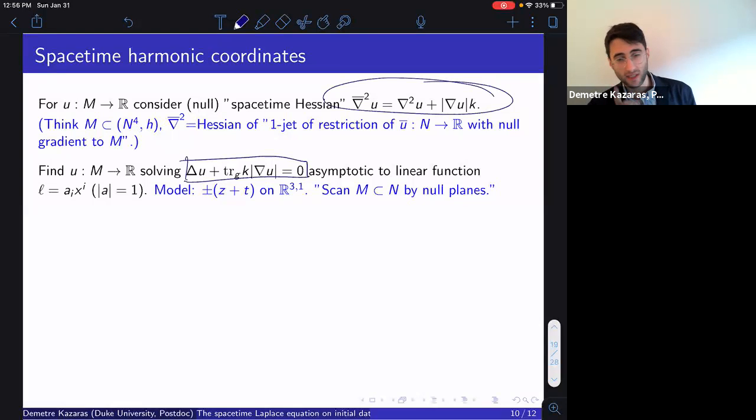Okay, so we should play the same game. We should say, let's try to find a solution to this equation which is asymptotic to a coordinate, x or y or z. Those should be good canonical objects to associate to an initial data set, which reveal the underlying geometry of the manifold in relation to the total energy and momentum. If we believe in what we're doing.